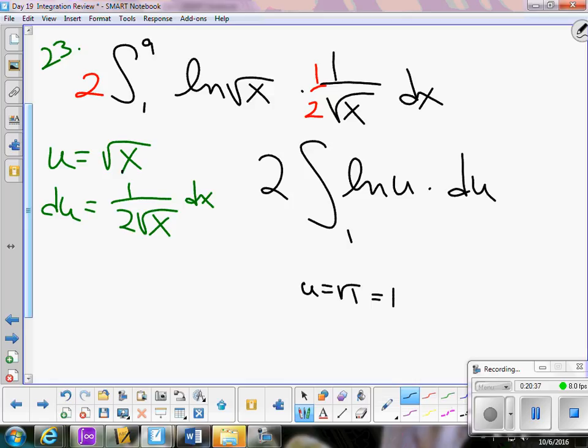Okay? So now let's get the upper limit of integration. The upper limit of integration was x equals 9. So the upper limit of integration is u equals 3, because u is the square root of 9. We've converted the limits of integration, so once we get the antiderivative, we're going to plug in 3 and 1 and subtract. Finish.